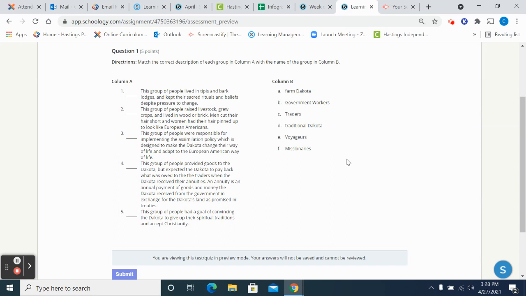Alrighty, sixth graders, that's really what I want you to know about each of these groups of people and the roles that they had within the U.S.-Dakota War of 1862, not only during the war, but before and after the war as well. As always, if you have any questions, please feel free to contact me or your HOA teacher.